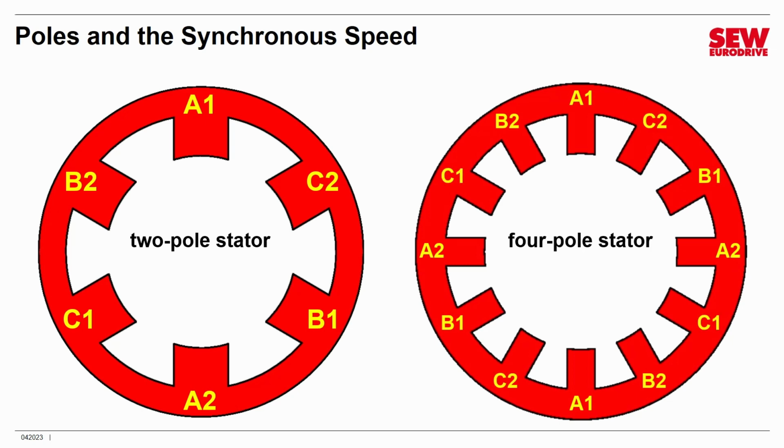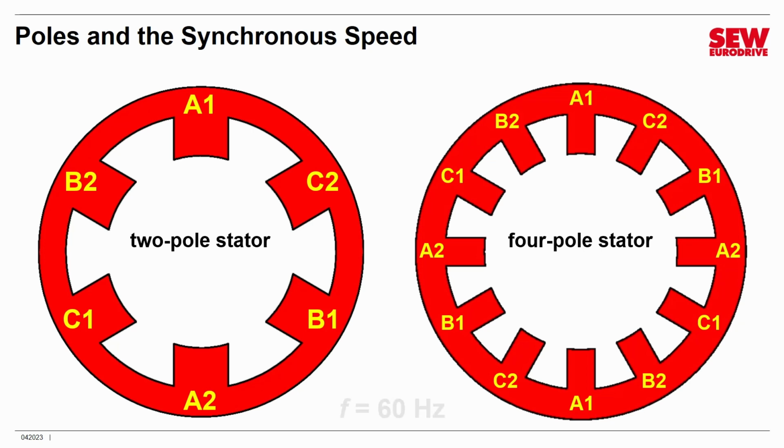It's actually got 12 poles total, so if you take 12 divided by 3, you get 4. That means there's 4 poles per phase. If you look at this, you'll notice there's 2 A1s and 2 A2s, 2 B1s and 2 B2s, 2 C1s and 2 C2s. And that is because there are actually now 4 poles per phase. Why do we do this? Why would we want to create more poles?